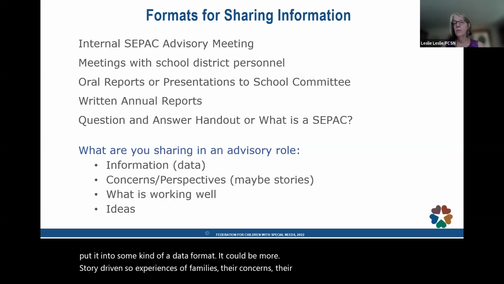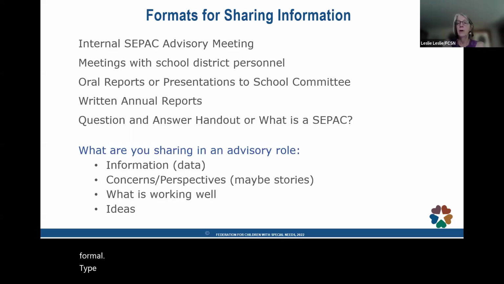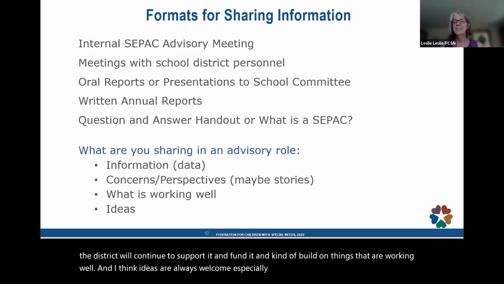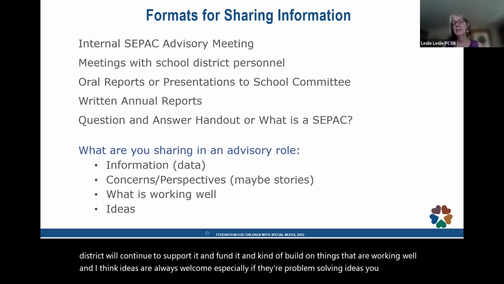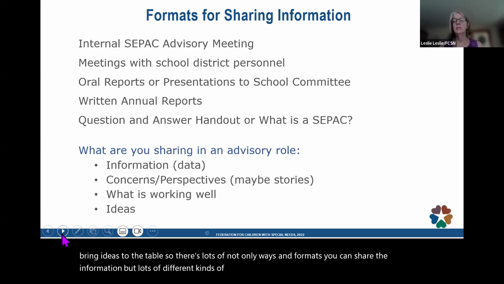So in a little less formal type of structure. I always hope that CPACs talk about what's working well in the district, so the district will continue to support it and fund it and kind of build on things that are working well. And I think ideas are always welcome, especially if they're problem-solving ideas, to bring ideas to the table. So there's lots of not only ways and formats so you can share the information, but lots of different kinds of information that you can share.